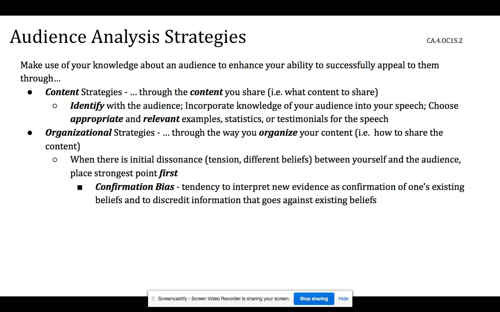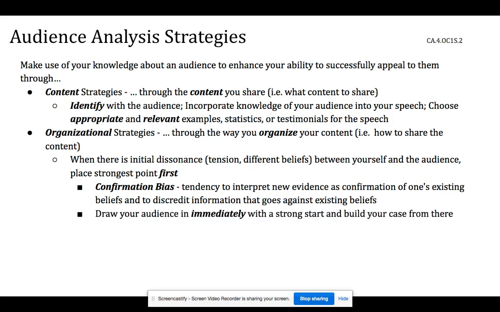So if you're talking to an audience who's already prone to disagree with you, go ahead and put your strongest point first, draw them in quickly and immediately, and then keep building your case from there. Don't try to lure them in. They're probably going to tune you out at some point. So put that strongest point first.